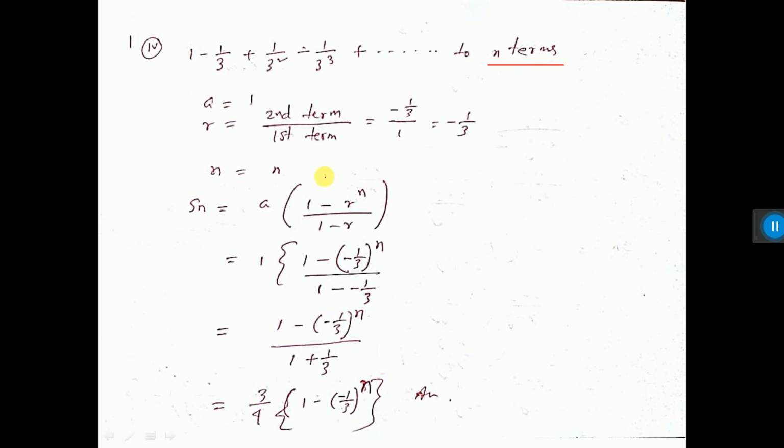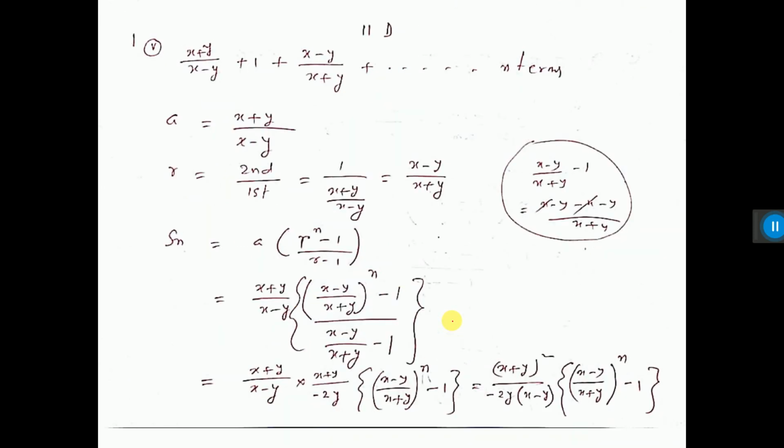Here there are n terms in total, so n is n only. a is equal to 1 and r equals second term by first term, so minus 1 by 3, which is less than 1. So the Sn formula is a into 1 minus r to the power n by 1 minus r. Now put the values. It will be minus only here, and down 1 plus 1 by 3, that is 3 plus 1, 4 by 3, so it will be 3 by 4. And here as it is, that is the answer.